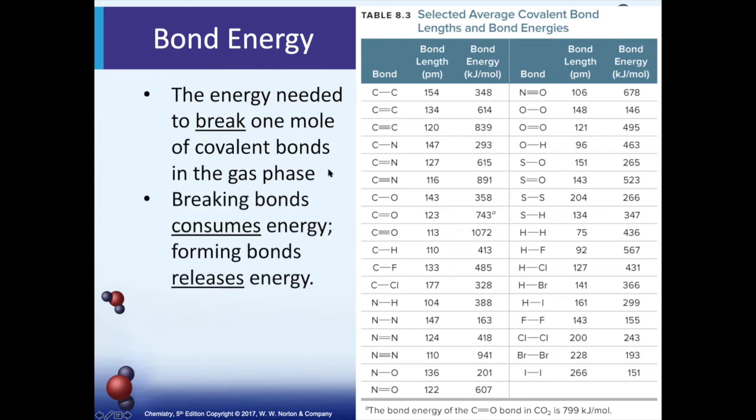All right, a couple important things about bonds. First of all, if you're going to break a bond, that's going to consume energy. That requires the input of energy. It is an endothermic process. But when you form bonds, that's going to release energy. That drops the situation down to lower energy. So with all these bond energies, if I were forming a carbon-carbon bond, that would be negative 348. If I'm breaking a carbon-carbon single bond, it's positive 348. If I'm forming a carbon-carbon single bond, that's a negative 348. So breaking bonds consumes energy. Forming bonds releases energy. Okay?